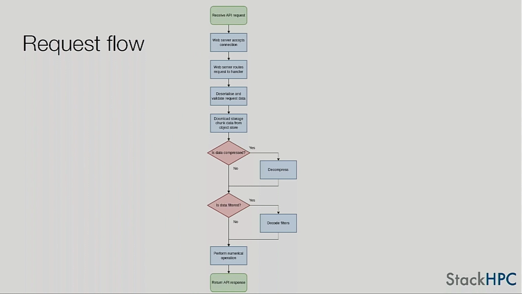The request flow looks like this. The web server accepts a connection, determines which handler to pass it to. We then validate and deserialize the request data to work out what it is we've been asked to do. We go out to the S3 object store, download the data, decompress it if necessary, reverse a byte filter if necessary, and perform the numerical operation.